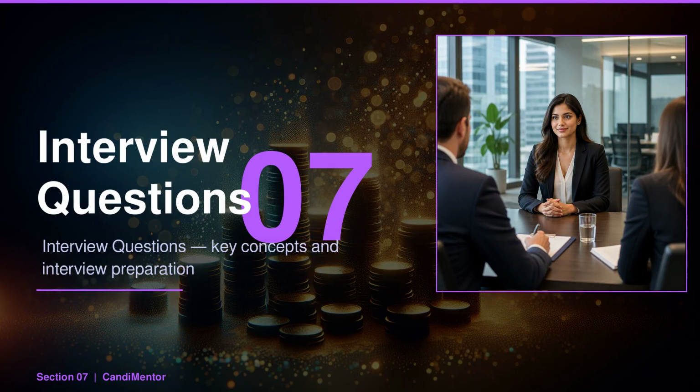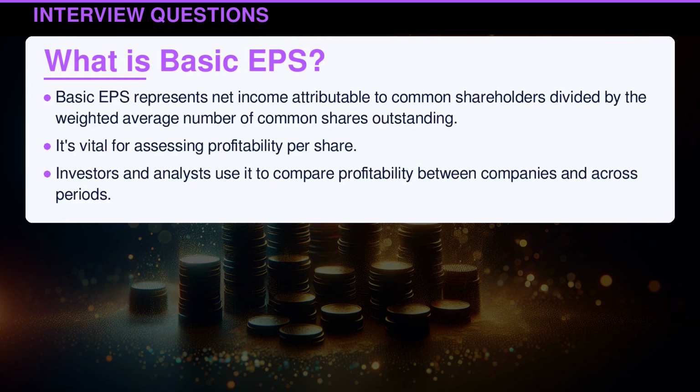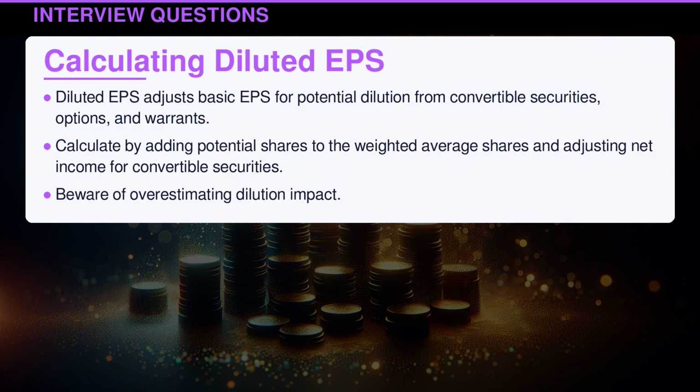In this slide, we cover an important concept in this standard. Basic EPS represents net income attributable to common shareholders divided by the weighted average number of common shares outstanding. It's vital for assessing profitability per share. Investors and analysts use it to compare profitability between companies and across periods. Diluted EPS adjusts basic EPS for potential dilution from convertible securities, options, and warrants. Calculate by adding potential shares to the weighted average shares and adjusting net income for convertible securities.